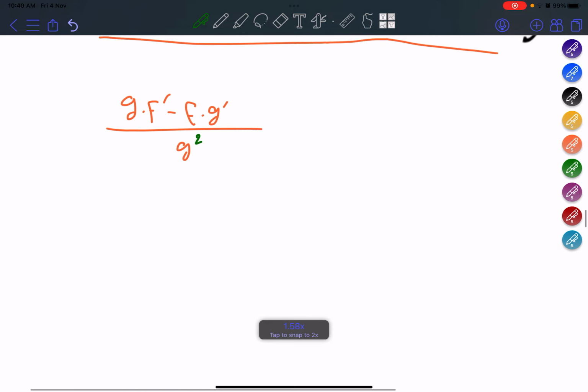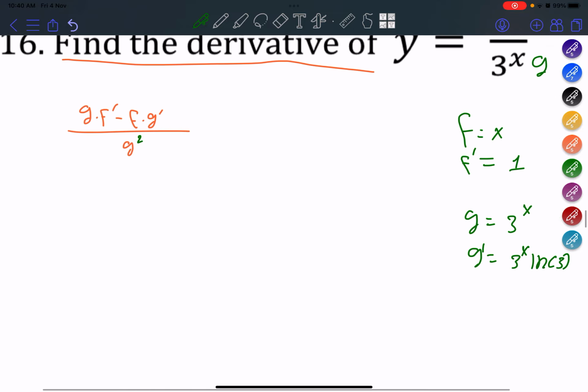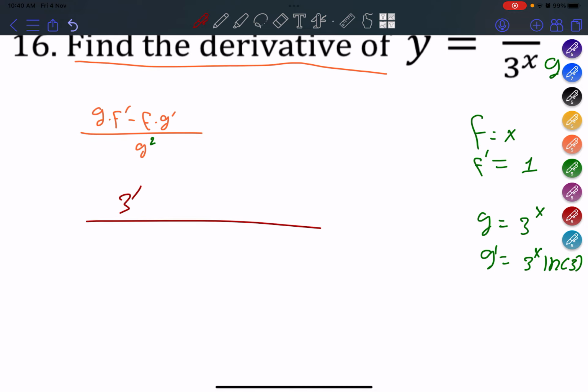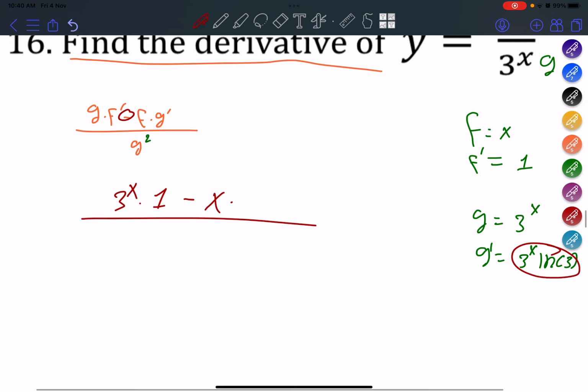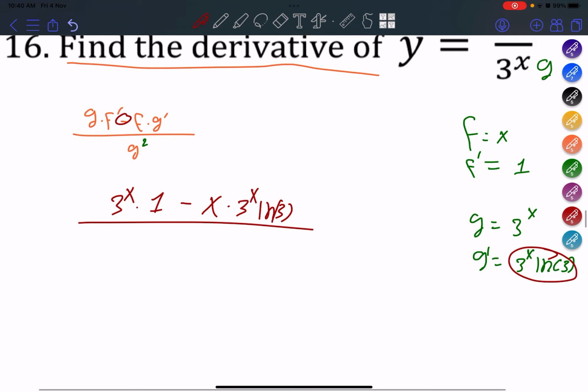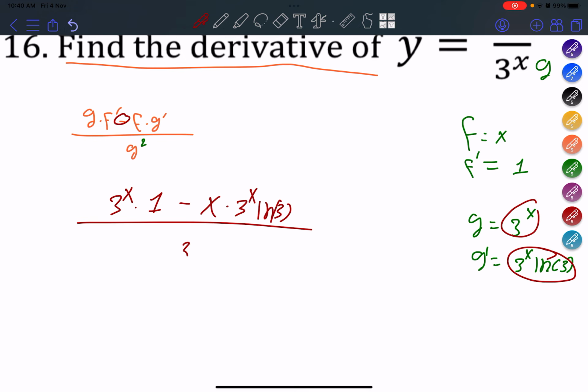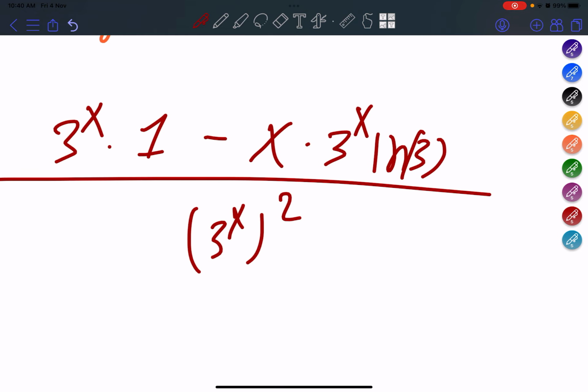Okay, so now let's plug in the values. So let's write the fraction here. We have g, which is 3 power x, times f prime, which is 1, minus f, which is x, times g prime, which is 3 power x ln 3, divided by g squared, which is 3 power x squared, and because we have power to the power, we will multiply the powers, so it will be x times 2, which is 2x.